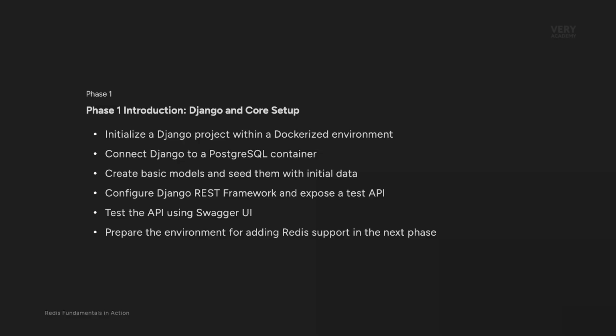Now, in this phase, we'll be using Docker to isolate and manage our services, setting up Django and the PostgreSQL containers. We'll design some basic models and seed them with data so that we have something to work with. From there, we'll expose our first API endpoint using Django REST framework and check that it's working using Swagger. So everything we do here lays the groundwork for bringing Redis into the picture in the next phase.